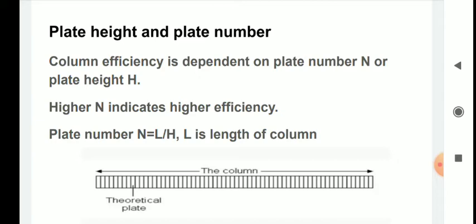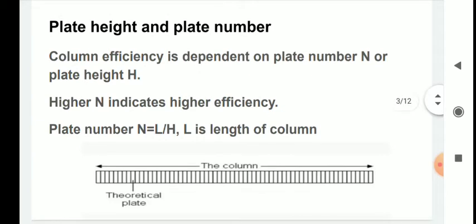A longer column will give you more plate number, and lower h values will give you more plate number, and vice versa. That is, if you have a shorter column, plate numbers will be less, and if the plate height is thicker or larger, then the plate number will be less. So you have to create conditions so that you have a lower h value. Otherwise the plate number will be less and the efficiency of the column will be less. Alternatively, if you want higher efficiency, you have to increase the length of the column.